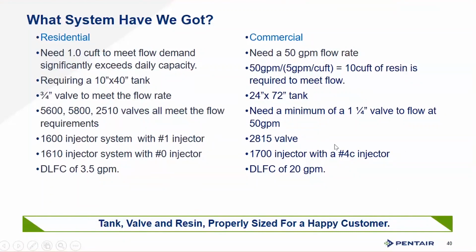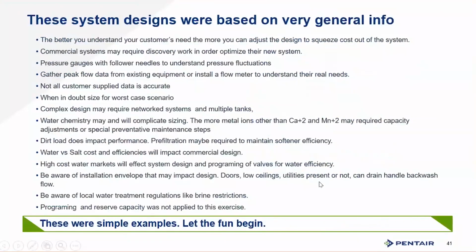We've eliminated a lot here, this is just a simple design scenario. Lots of information here. So these systems were designed on very general information. The better you understand your customer's needs, the more you can adjust and squeeze cost out of the system. Commercial systems will require more discovery work in order to optimize their system. Pressure gauges with follower needles, flow meters, that type of information, gathering peak flow data off of existing softeners. Get that data. It'll help you tweak your design.